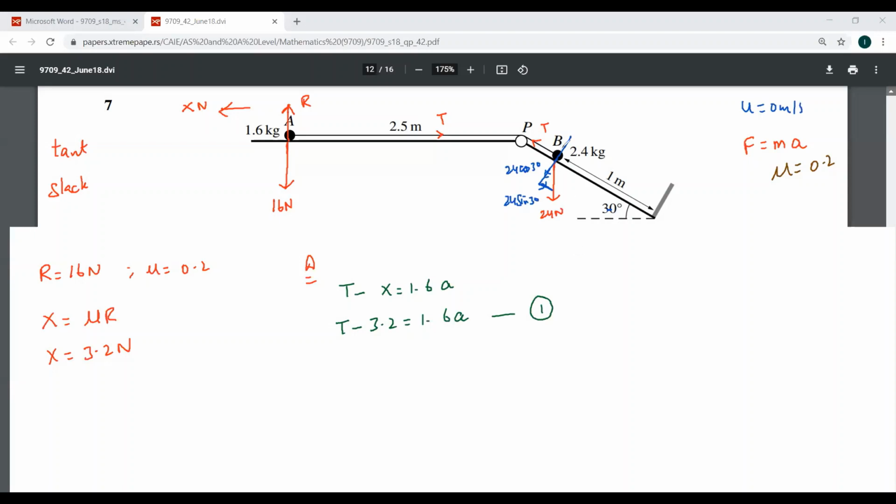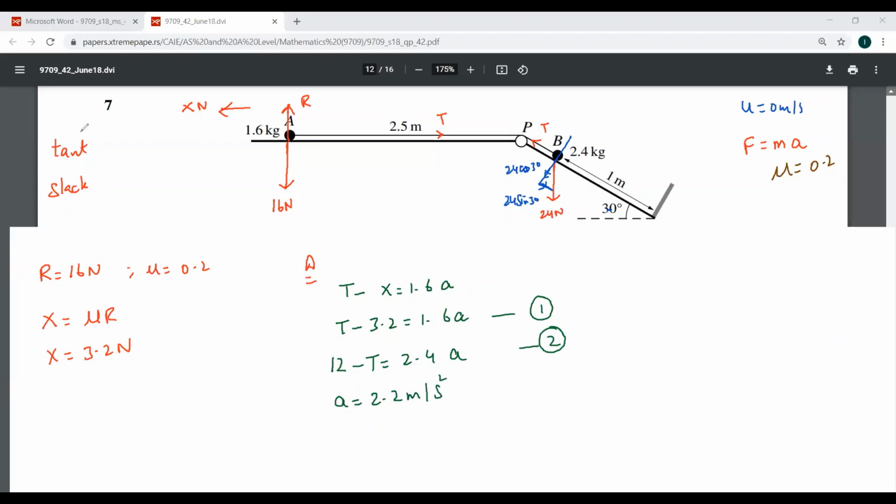And from here, this is the smooth area. So this would be 24 sine 30, that is 12, minus T, equal to 2.4A. That is your second equation. I'm not interested in finding this tension. So just tell me how much is the acceleration here. After solving them simultaneously, you get the acceleration 2.2.